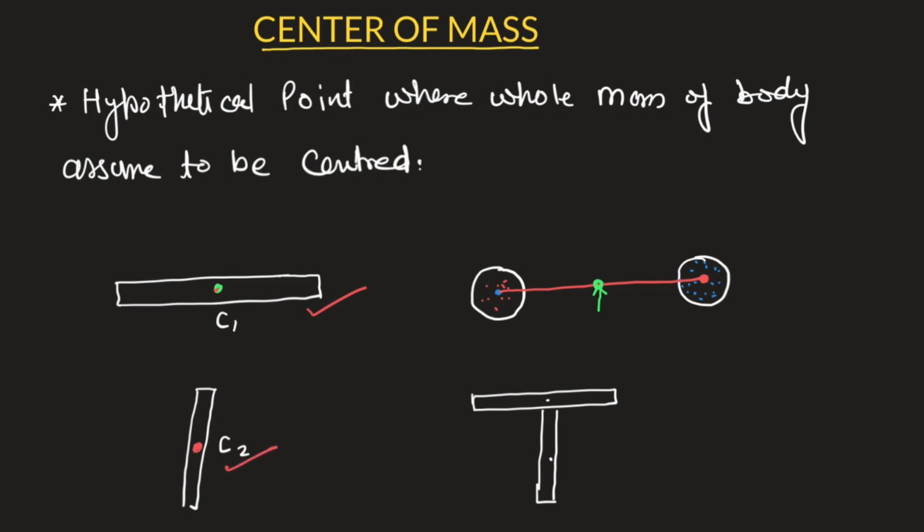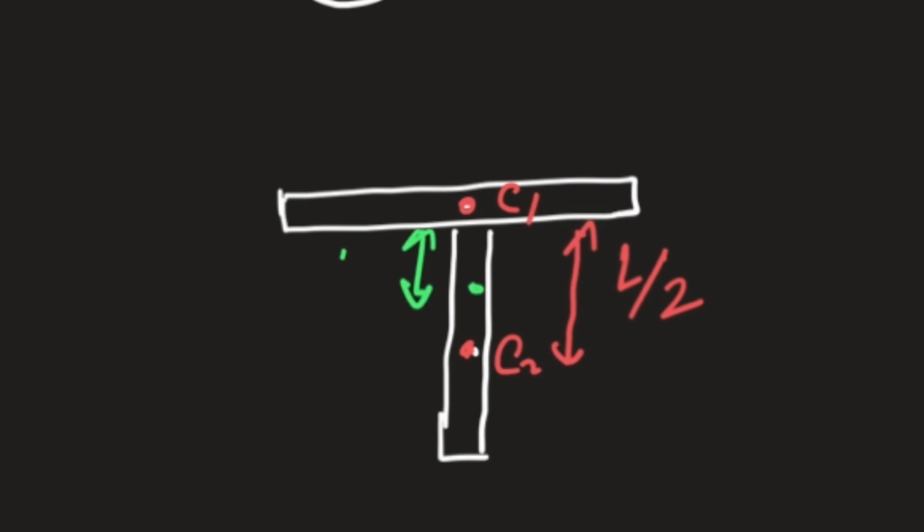Now what will happen if I combine these two bodies and take this diagram? In this diagram, the center of mass will be between C1 and C2. If you see the distance between C1 and C2, that distance will be L by 2. So half of this distance will become L by 4. It means the center of mass of these two bodies will remain at L by 4 from here. That's how we find out the center of mass.